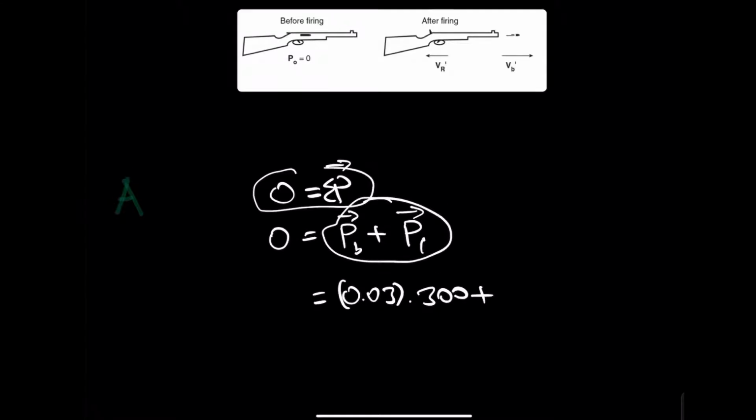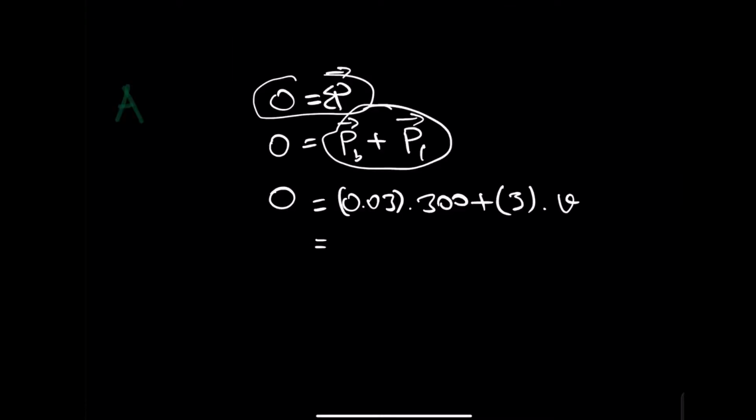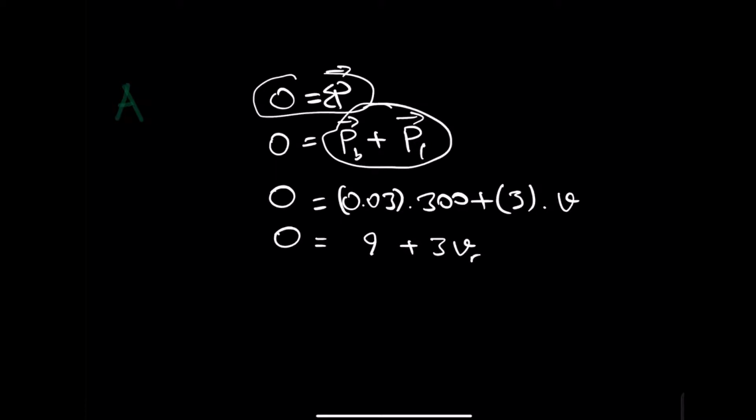Plus, the rifle is 3 kilograms, so 3, and we don't know the velocity of it, and that is actually the value that we're looking for. And this whole thing is going to be equal to 0 because at the beginning, the momentum was 0. I'm going to use a calculator to find the numbers. So the momentum of the bullet is 9, plus 3v for the rifle, and this has to be equal to 0.